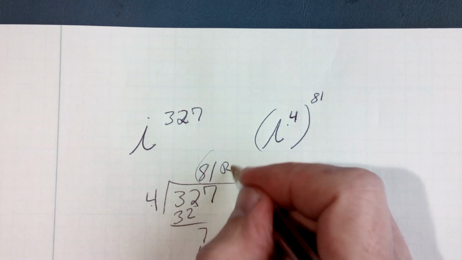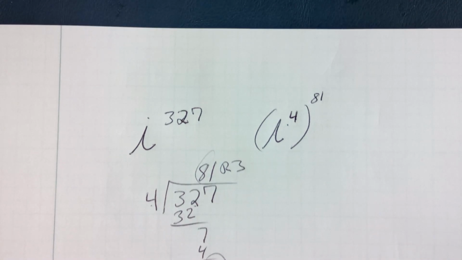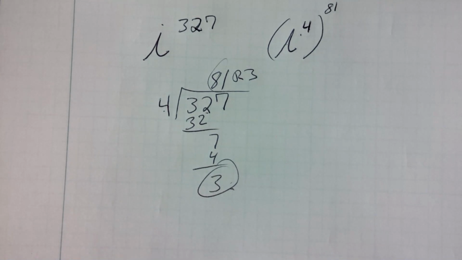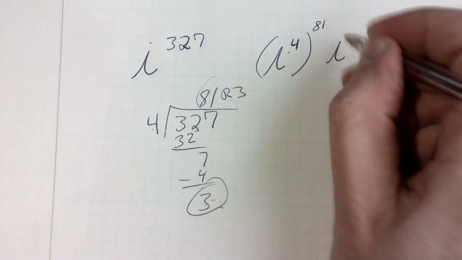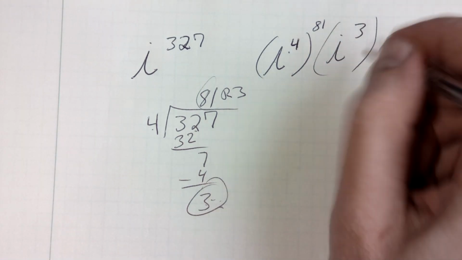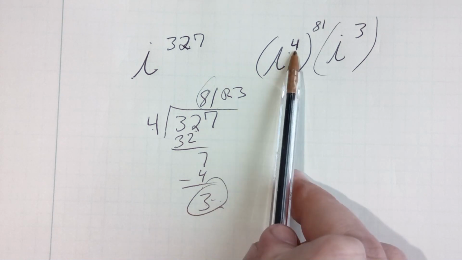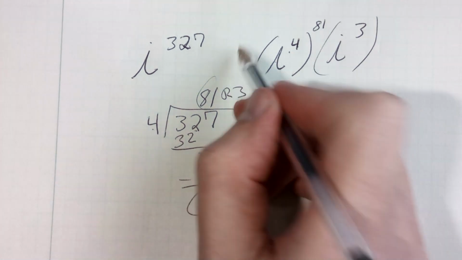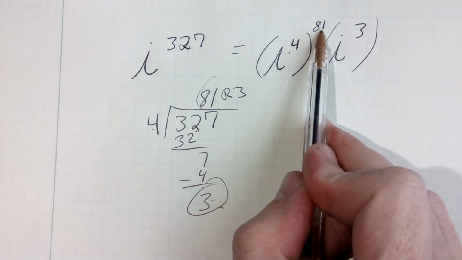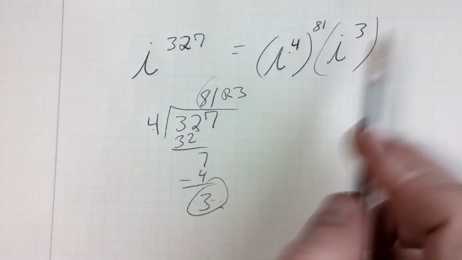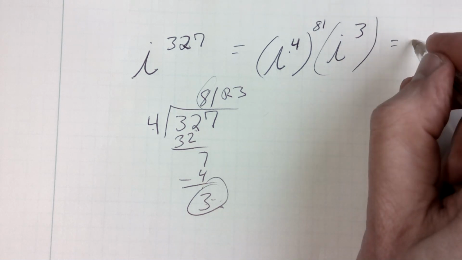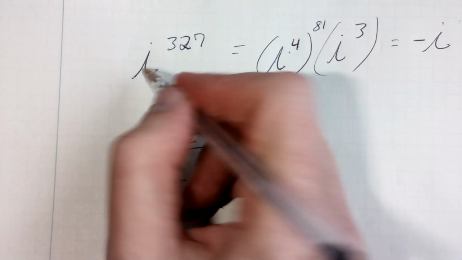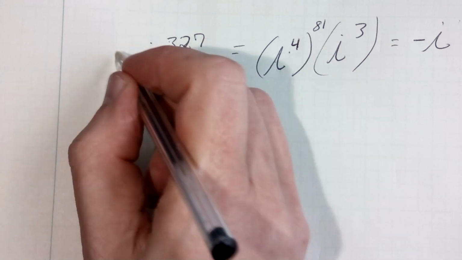and then I have a remainder of 3, because 7 minus 4 is 3. So I have another i to the 3rd. Now remember, i to the 4th is 1. Well, what's 1 to the 81st power? It's still 1. But then I have an i to the 3rd, and all you have to do is remember i to the 3rd is a negative i. So this i to the 327th power is negative i.